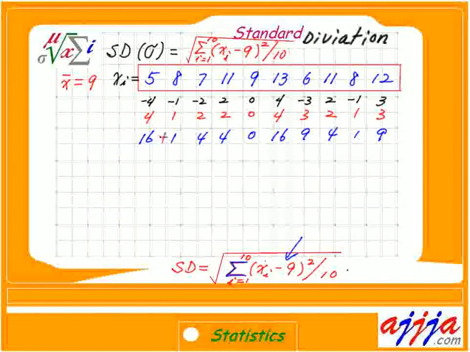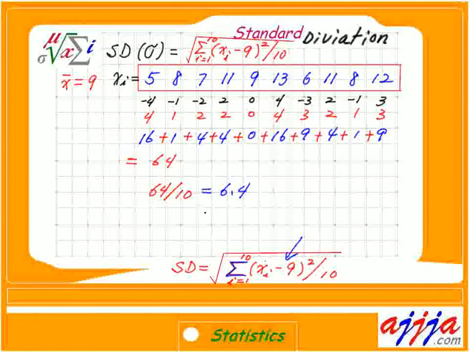Look at this one. So xi, which is x1, x2, x3, minus 9, which is the mean value. Then square first, then add everything, which is the sum right here. Sigma means the sum, right? Very simple. Square first: 4 squared is 16, then 1, 4, 4, 0, 16, 9, 4, 1, 9.